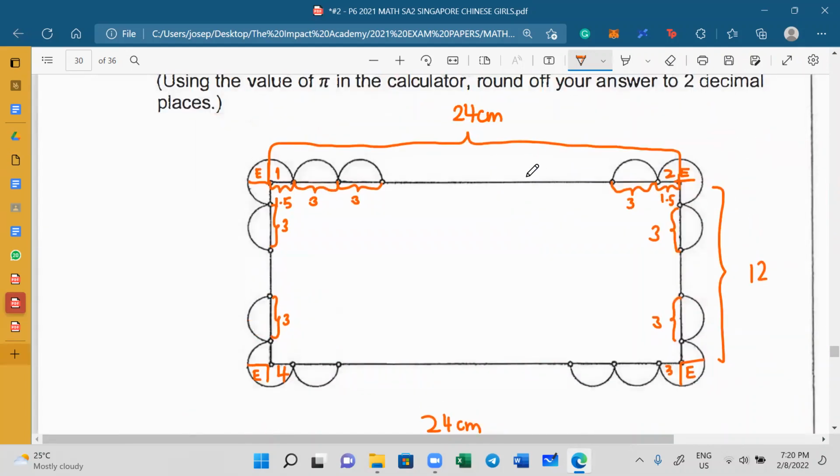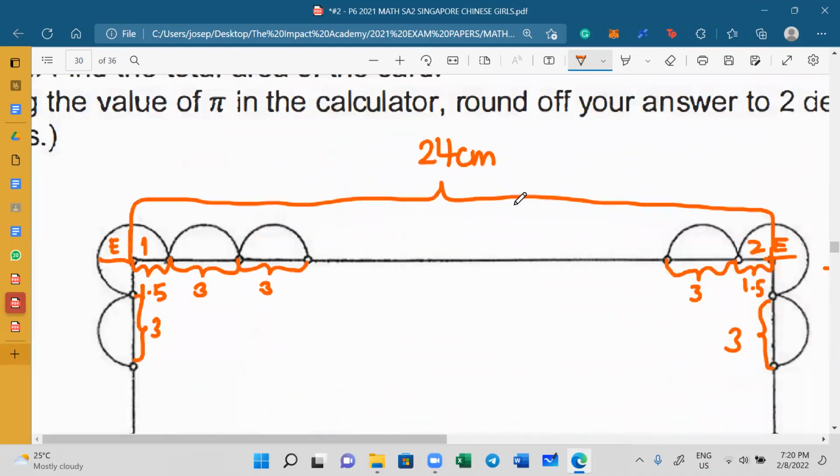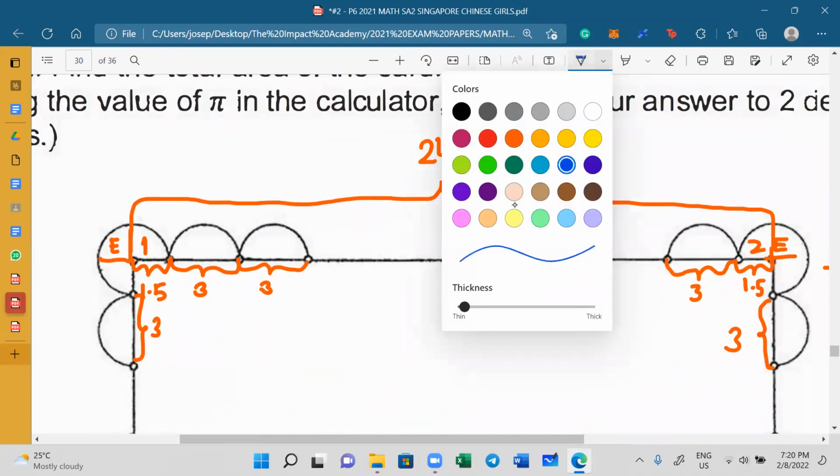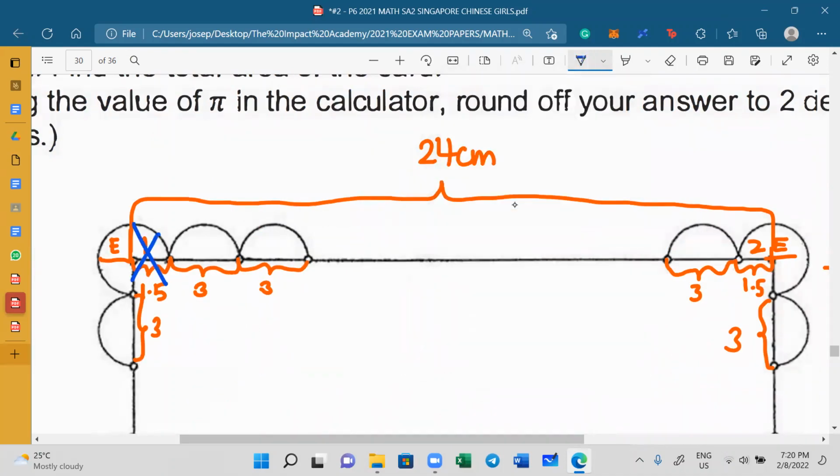So what I want to do is remove all of this first. I want to exclude this one. I don't want to count this in, because what I'm trying to do is find out how many semicircles there are in between. Make sense? Because if there's one quadrant over here, it's going to be very confusing. Afterwards, I just have to add the area of the quadrants.